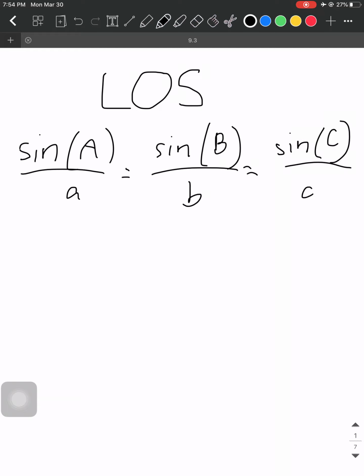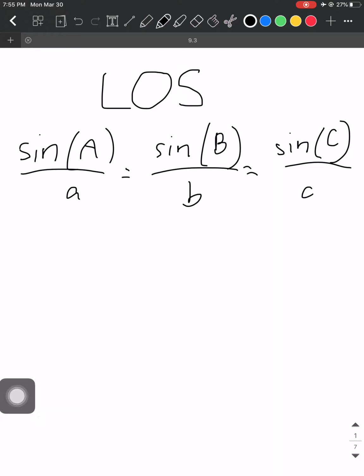If you notice, because this is the law of sines, we only have sine functions in here. We're not allowed to have any other trig functions, such as tangent, cotangent, secant, cosecant, or even cosine, because it's strictly for sine. Also, on the top parts we have the angles, using uppercase letters, and on the bottom parts we use lowercase letters, and those are the sides.